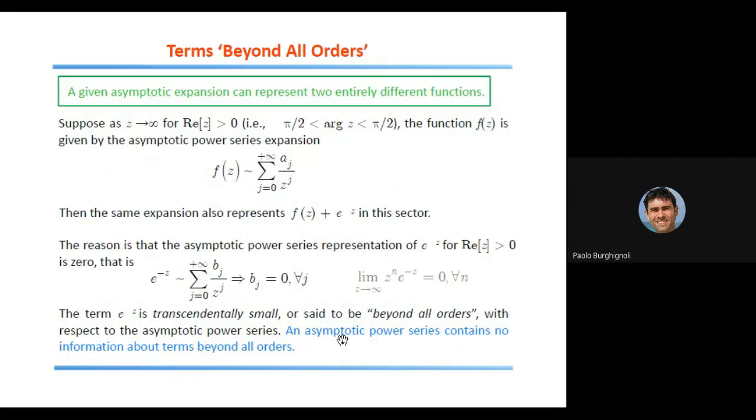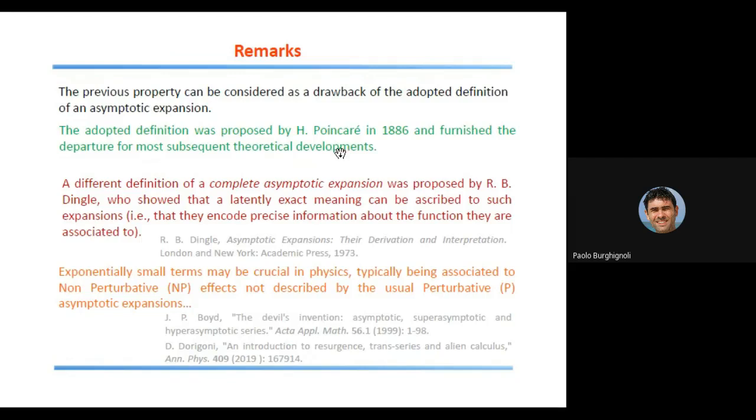So in this situation, it's clear that an asymptotic power series cannot contain any information about this exponential. So you will never know if your function contains an additive exponential like that or not. Or better, the same asymptotic expansion is equally well suited for representing the function f, as well as any function obtained by adding to f this asymptotically transcendentally small term. This is maybe considered a drawback of our definition of an asymptotic expansion.